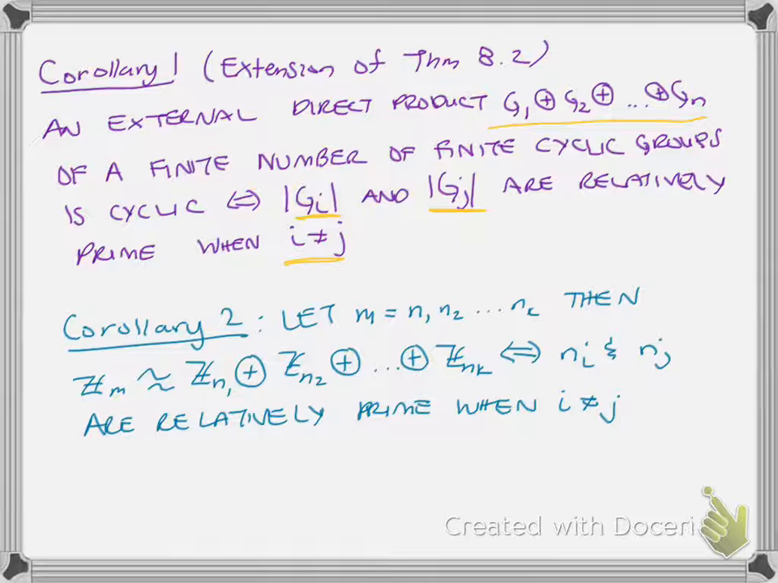And Corollary 2 says, let m be some product of n1, n2, all the way up to nk. Then Zm is going to be isomorphic to Zn1 cross Zn2 all the way to Znk if and only if n sub i and n sub j are relatively prime when i doesn't equal j.